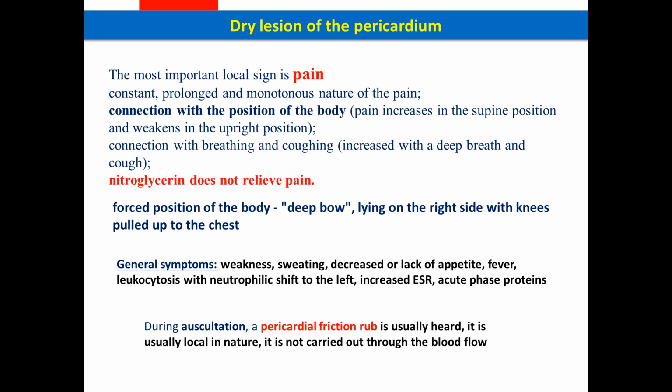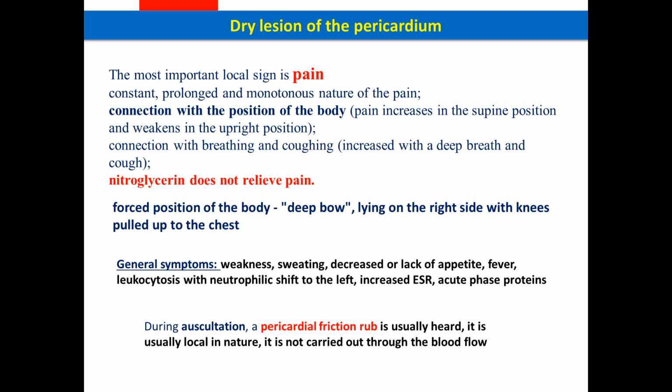And nitroglycerin does not relieve the pain, whereas nitroglycerin can help a patient who has angina pectoris, but for a patient with pericardial damage, dry pericarditis, nitroglycerin does not help. Characteristic is a forced body position, a deep bow, sometimes lying on the right side with knees pulled up to the chest. For dry pericarditis, an inflammatory syndrome is characteristic: weakness, sweating, decreased or lack of appetite, fever, leukocytosis with neutrophilic shift to the left, increased ESR and acute phase proteins.